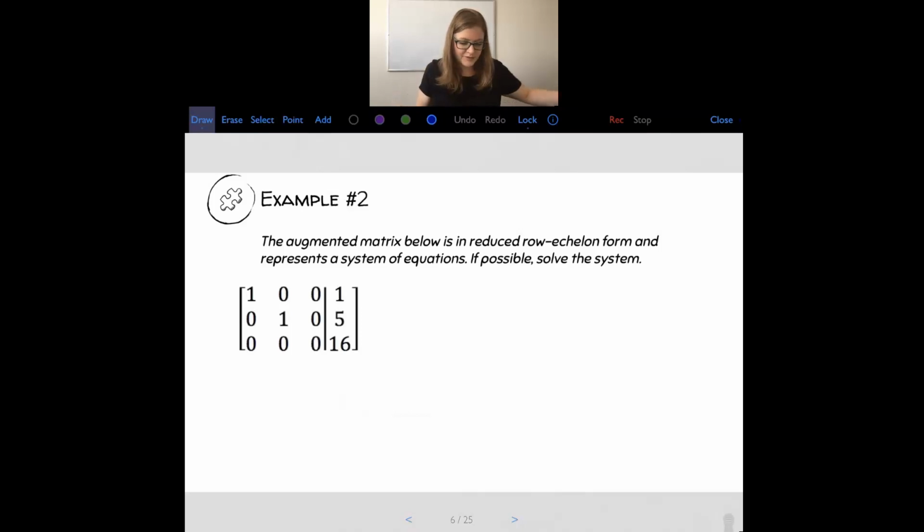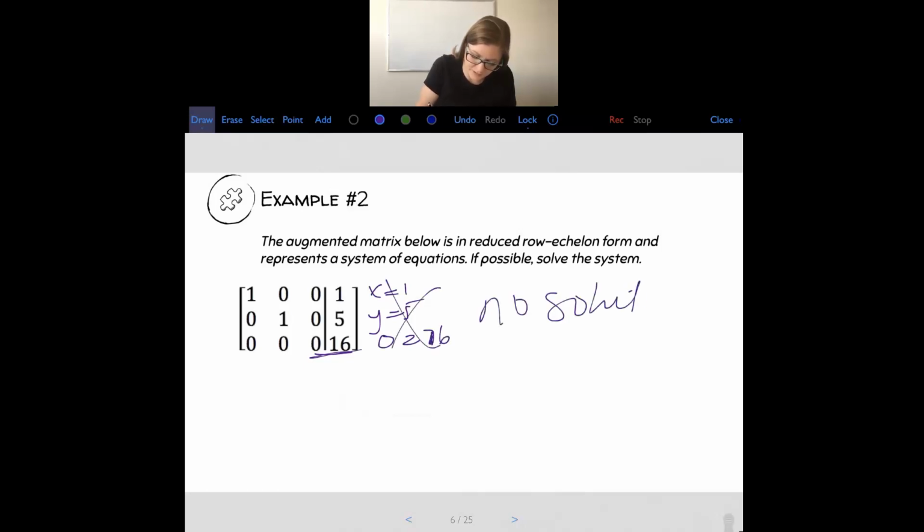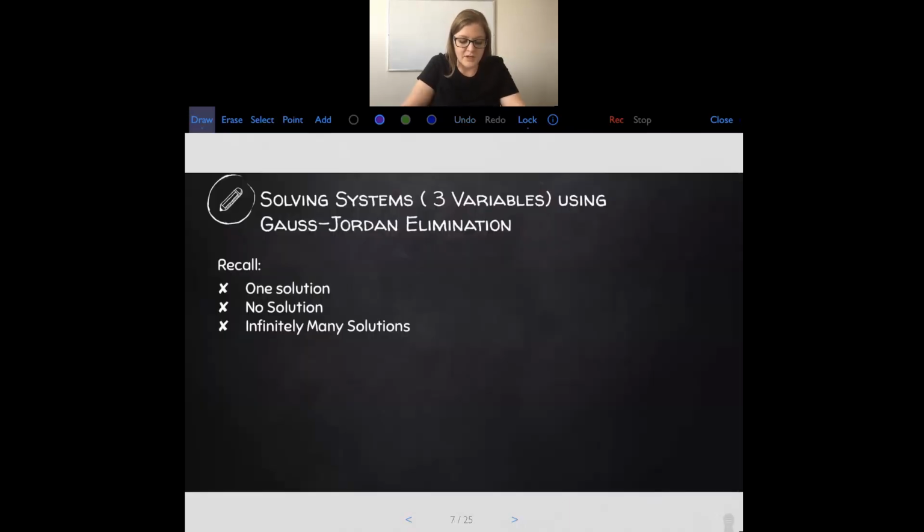Example 2, the augmented matrix below is in reduced row echelon form and represents a system of equations. If possible, solve the system. So notice here, if we were going along, we would say x is 1, y is 5, and then we get 0 equals 16. So really this means no solution. Okay, so if you get something that's not true like that in any of your steps, we can conclude the answer is no solution.